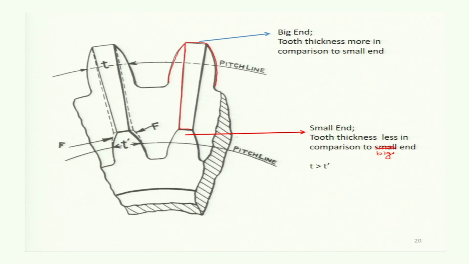See the top land. In the case of a spur gear, the top land was rectangular, just like this, so throughout the width the gear teeth were similar. See, this type of thing was there.